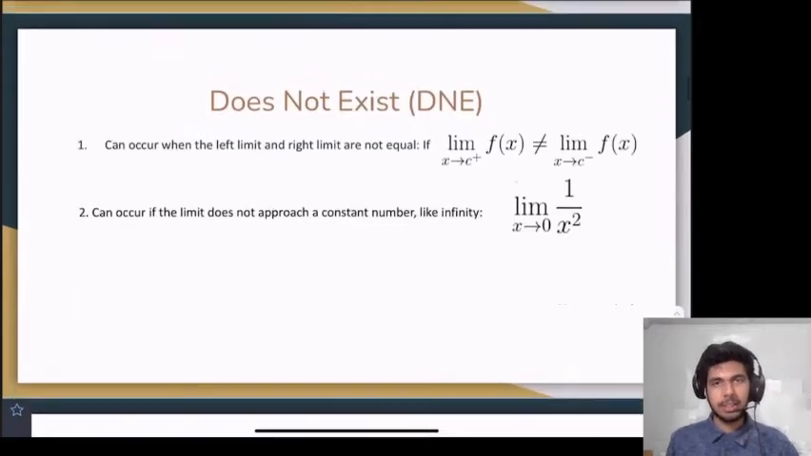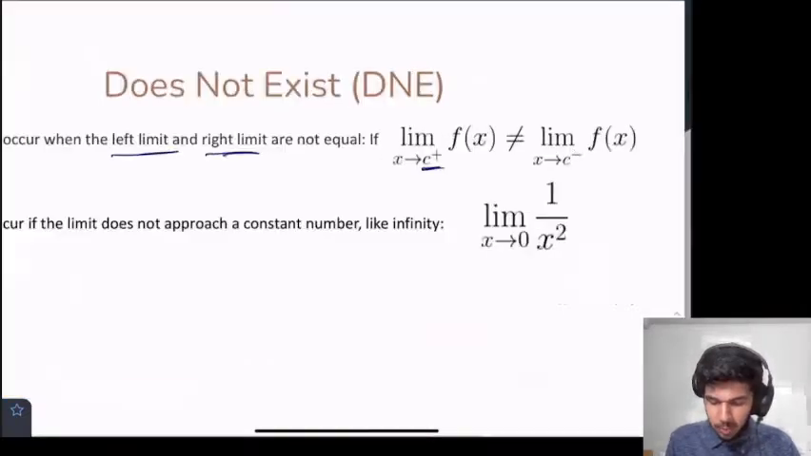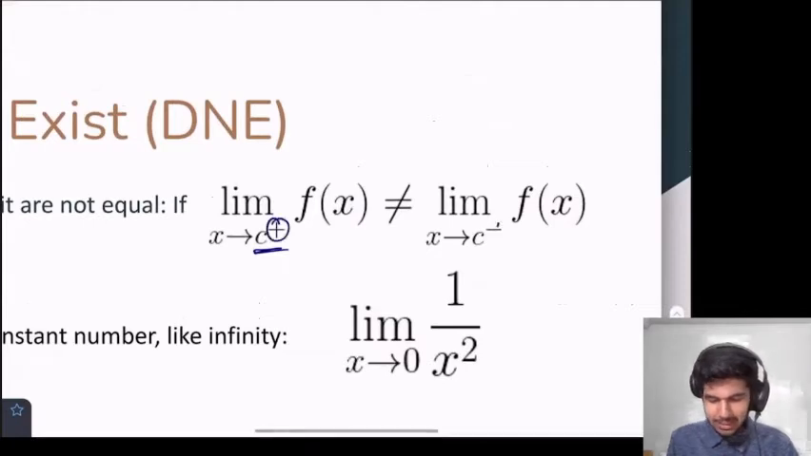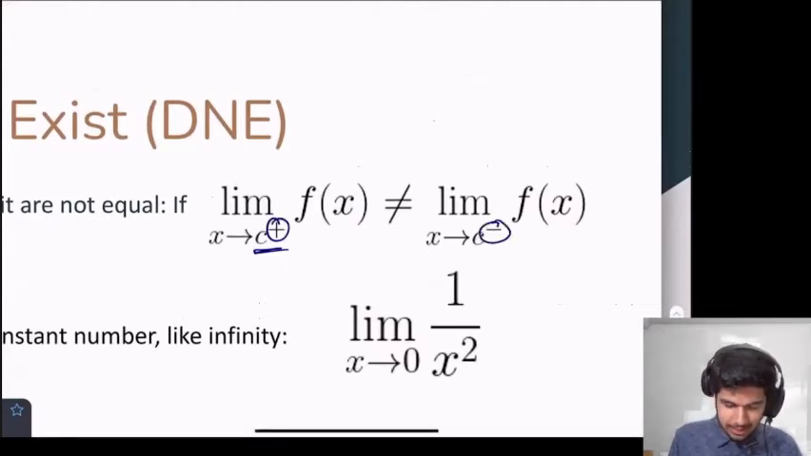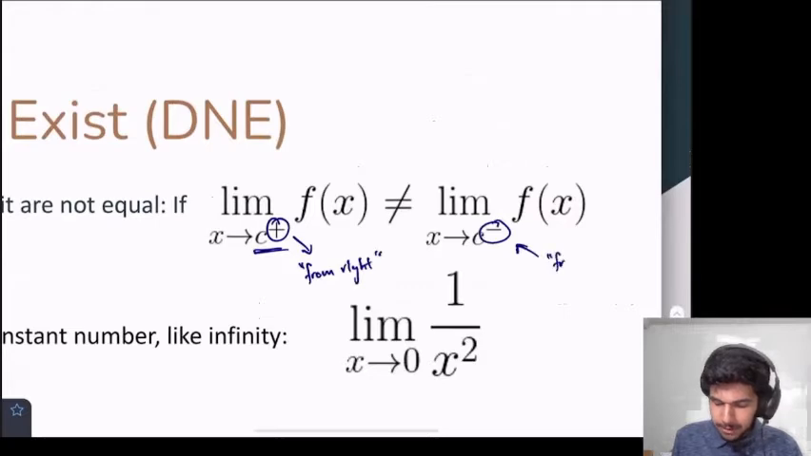So let's look at this term DNE, does not exist, a little bit more. There are a couple of conditions in which something does not exist. And this occurs when the left limit and the right limit are not equal. So that means the limit as x approaches c plus of f of x does not equal the limit as x approaches c minus of f of x. So what are these pluses and minuses? Plus is from the right, and minus is from the left.